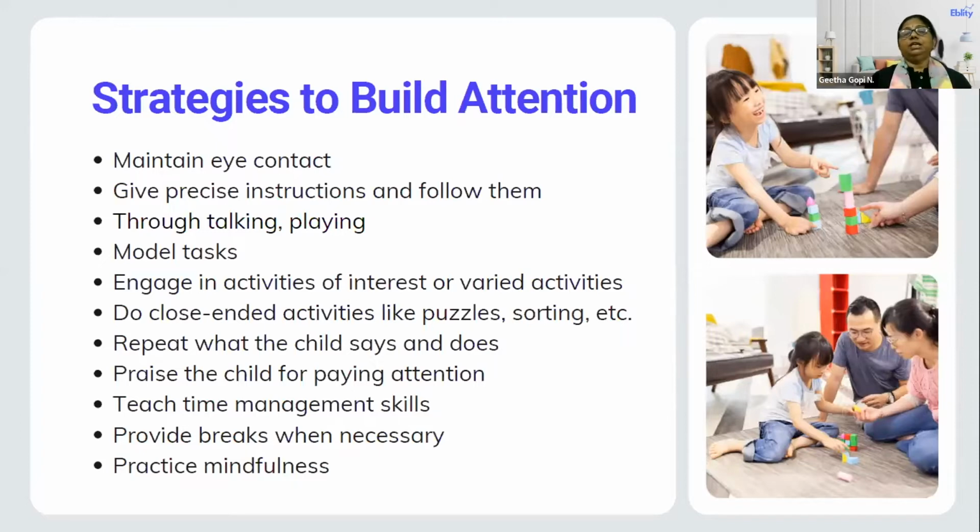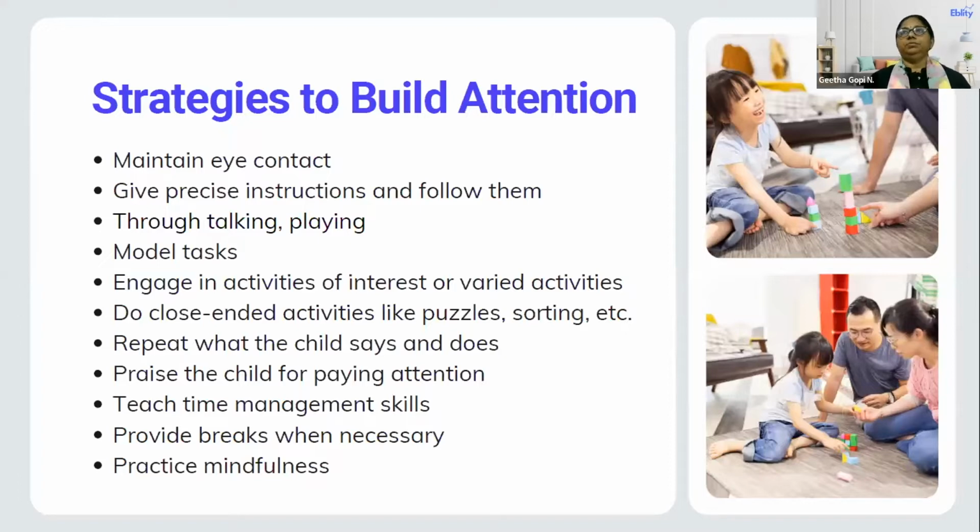Repeat what the child is saying or doing. So the child has told you something, repeat it and maybe try and expand upon what the child is saying. So you show that you are interested in what the child is doing or saying. Praise the child for paying attention. Very, very crucial, especially in children who have attention difficulties. Catch them being attentive and give reinforcement for that.